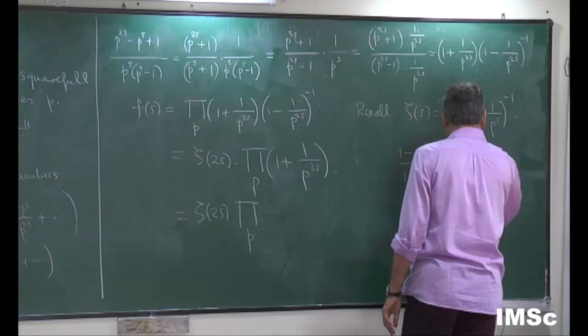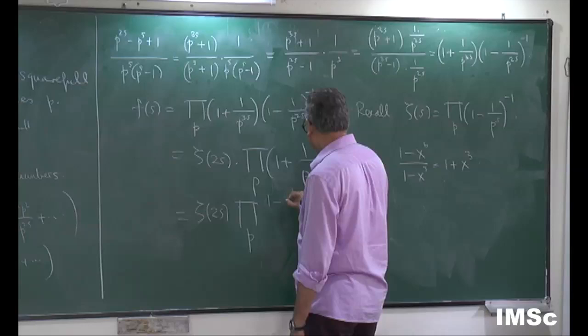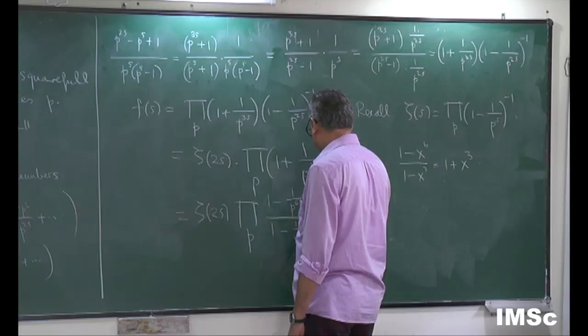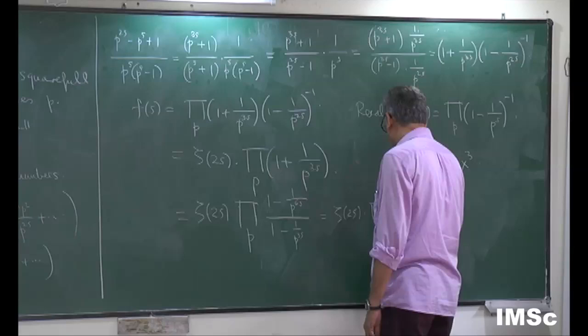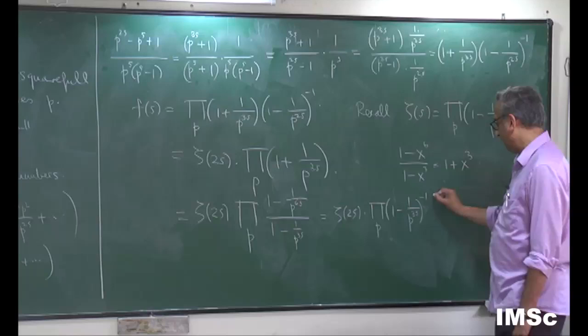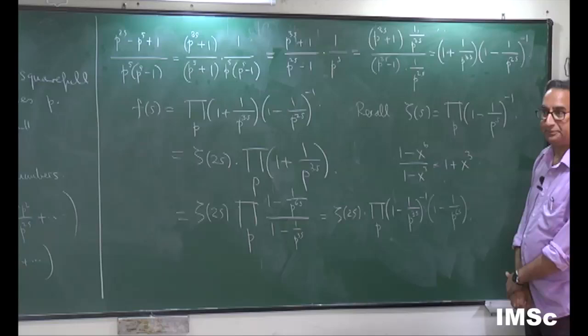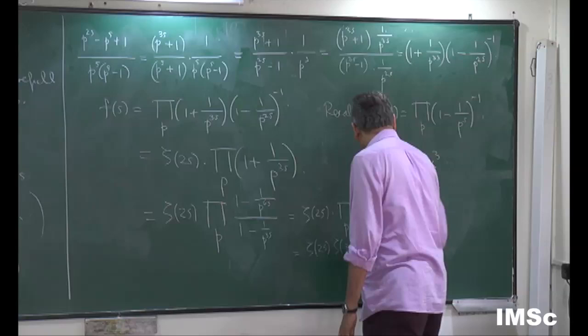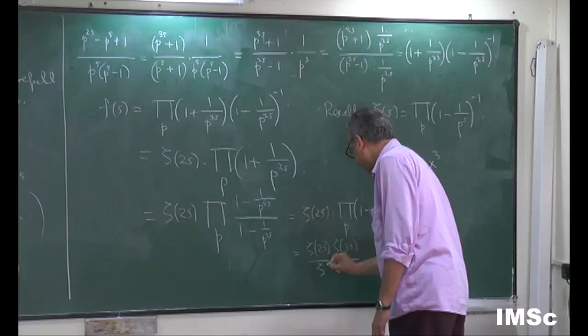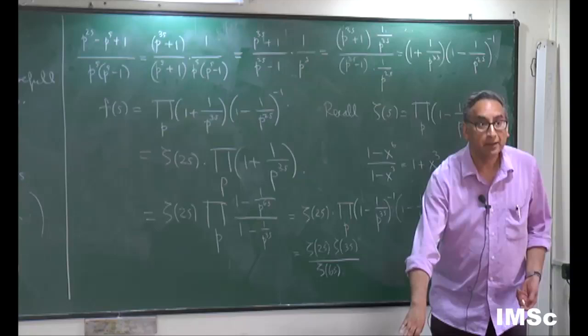I'll do it like that. Then that would be 1 minus 1 over p to the 6s over 1 minus 1 over p to the 3s. And now I write this as zeta 2s times product over p of 1 minus 1 over p to the 3s inverse, times 1 minus 1 over p to the 6s without an inverse. And now I recognize this guy as a zeta function, and this guy as zeta 6s inverse. Right? Therefore, the generating function, the Dirichlet series associated with squareful numbers, is this concoction, which you would have never guessed unless you did it this way, right?